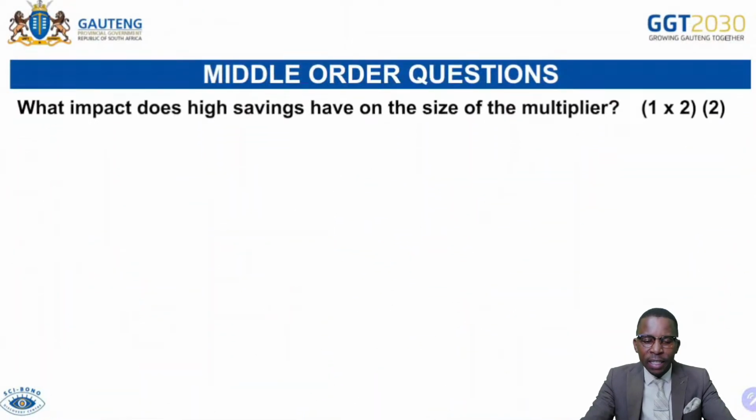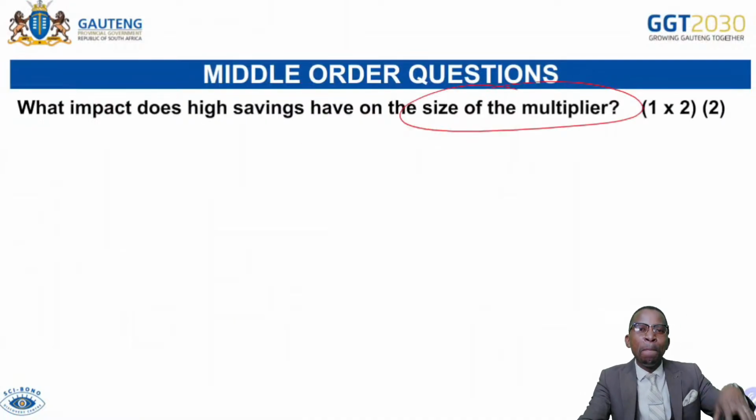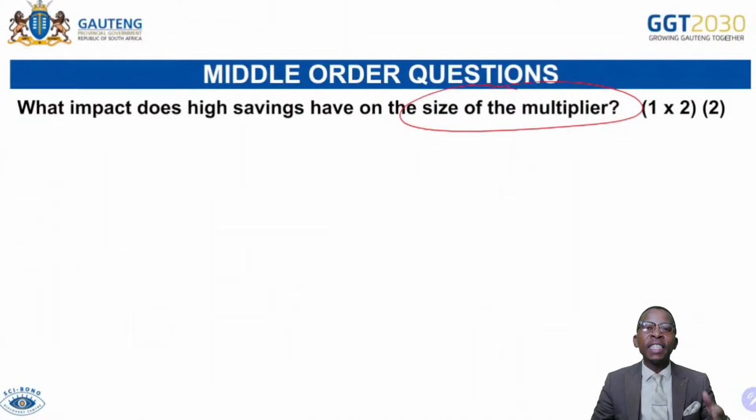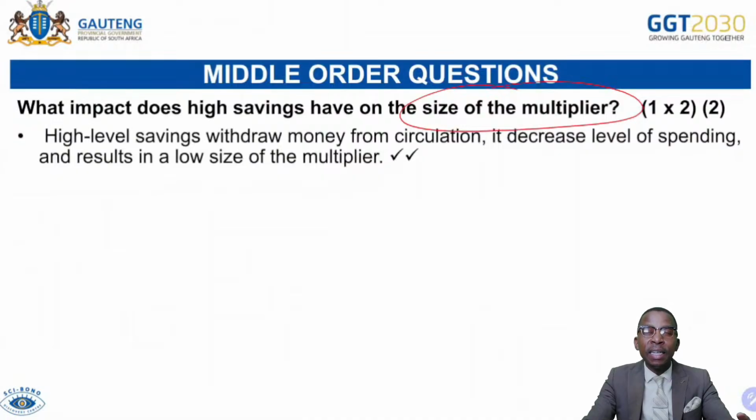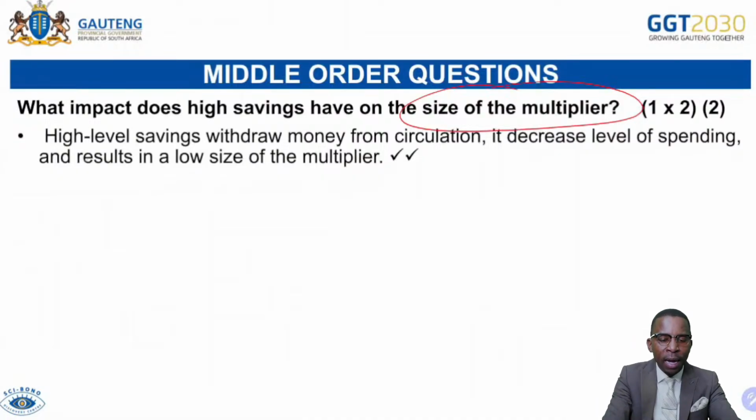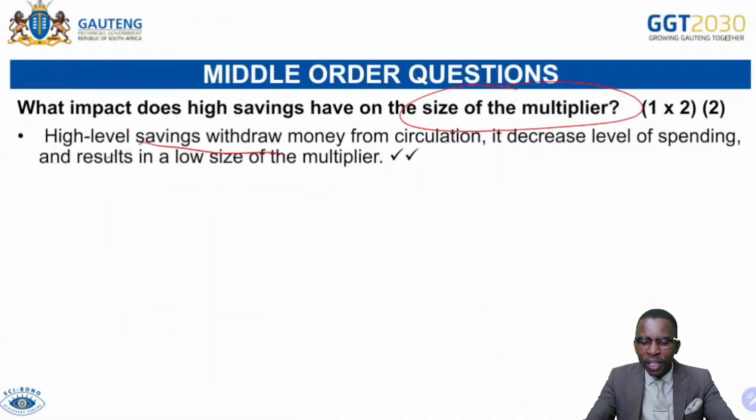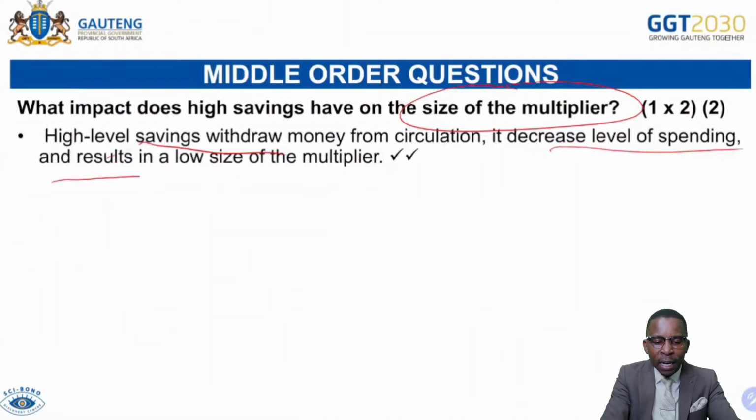What impact does high savings have on the size of the multiplier? So now we are talking about the impact of leakages on the multiplier. Remember, any kind of leakage, if it increases, will always decrease the size of the multiplier, because leakages refer to the withdrawal of money from the economy. Money is removed from the flow or from the economy. For that reason, leakages will always decrease the size of the multiplier, including savings. So as savings increase, that will decrease the value of the multiplier. A high level of savings withdraws money from circulation, decreases the level of spending and results in a low size of the multiplier.